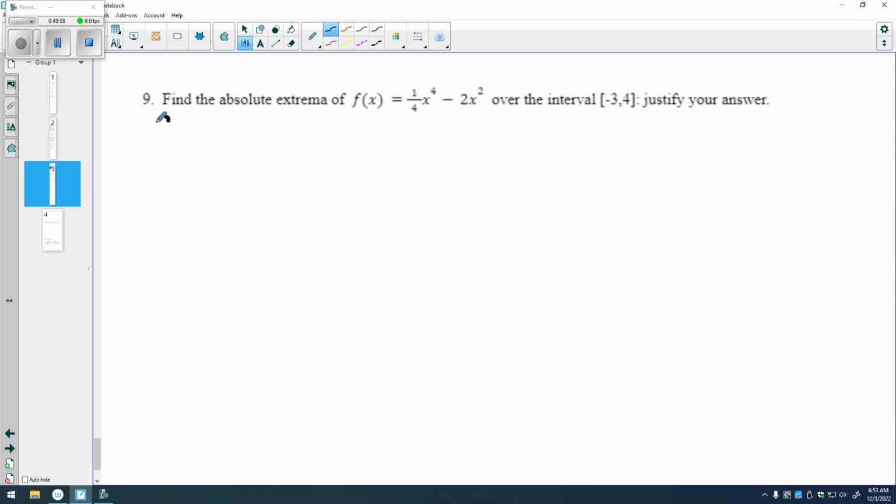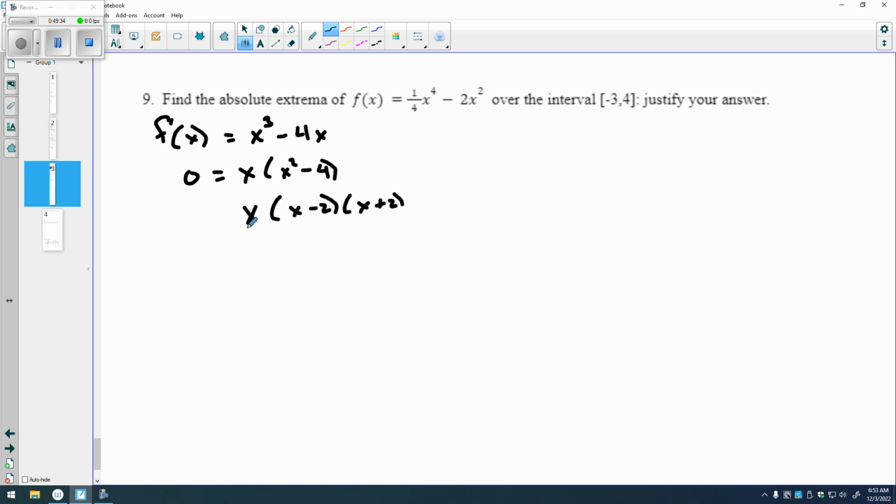Critical values: f prime of x equals 4 times a fourth, which is just x, raised to the third power, minus 4x. Set it equal to 0, factor out an x. We've done one like this before. We get x minus 2, x plus 2. That's an x and not a v. All right, there is my factored form. What makes that 0? x equals 0, x equals 2, x equals negative 2. Those are my critical values.